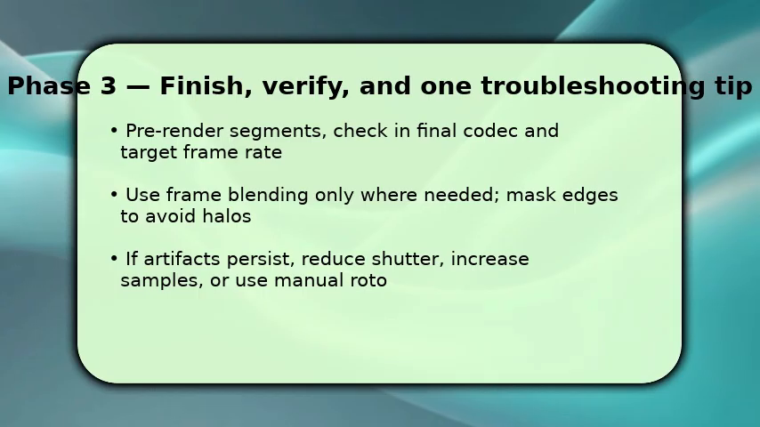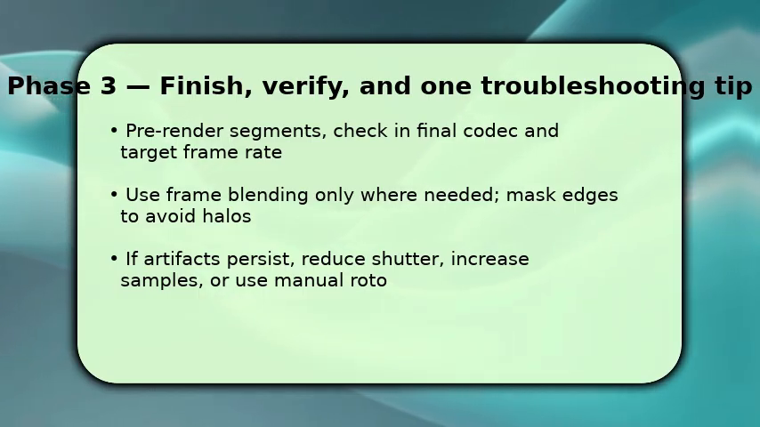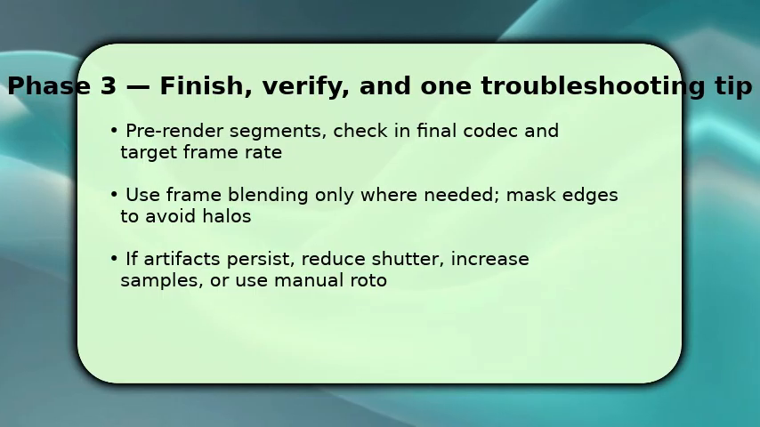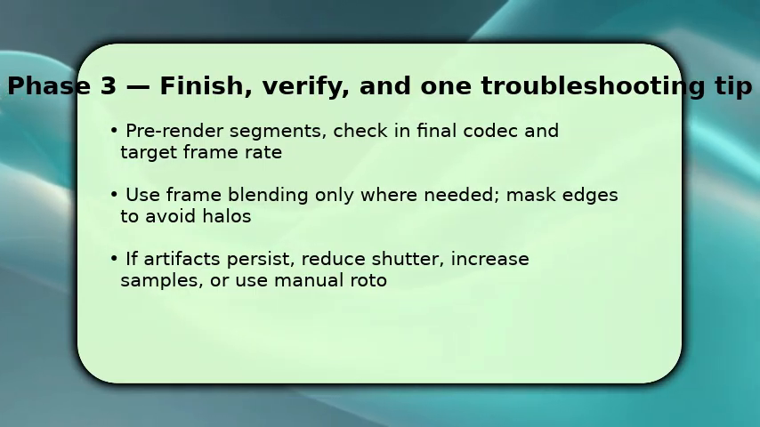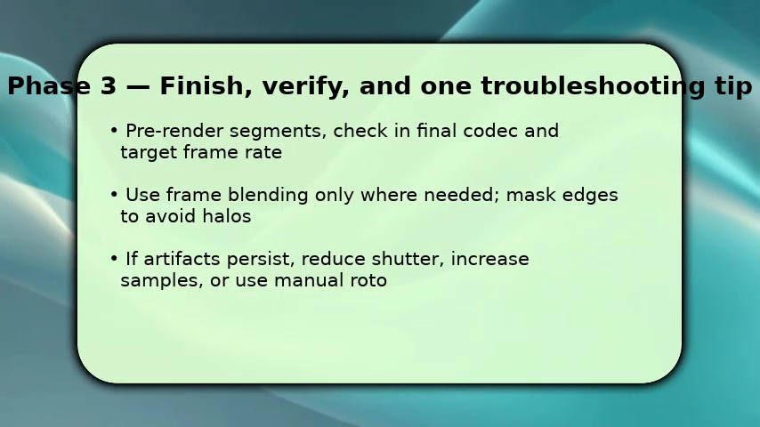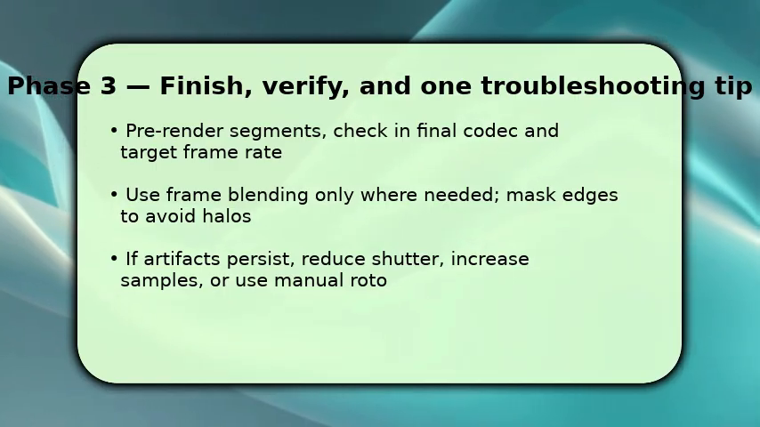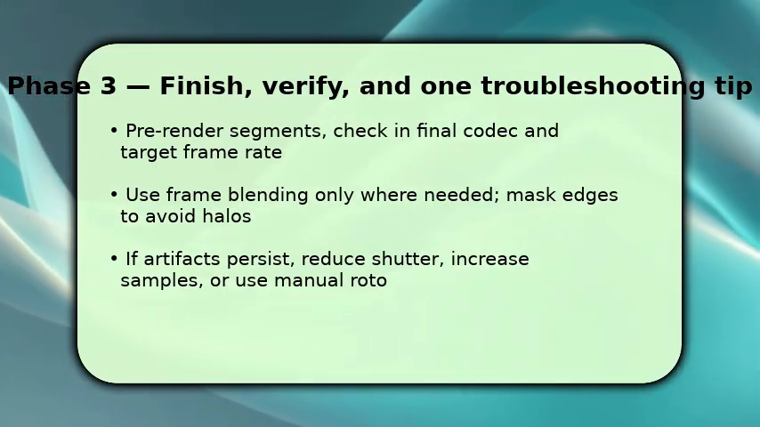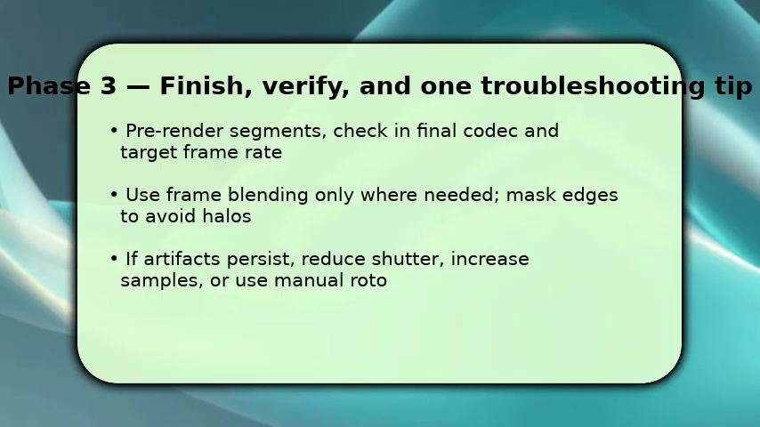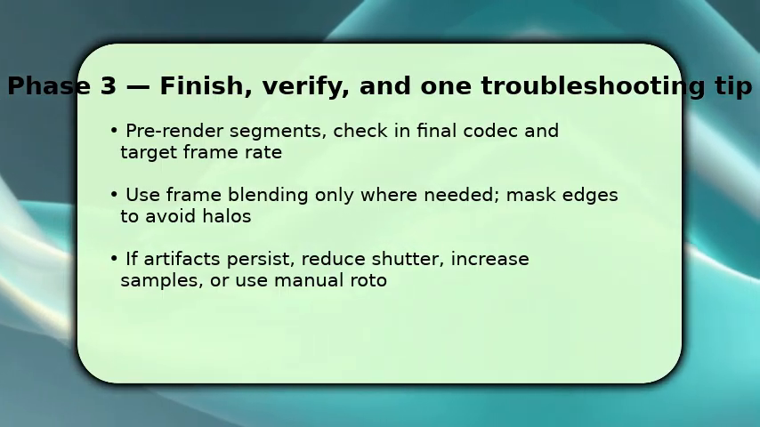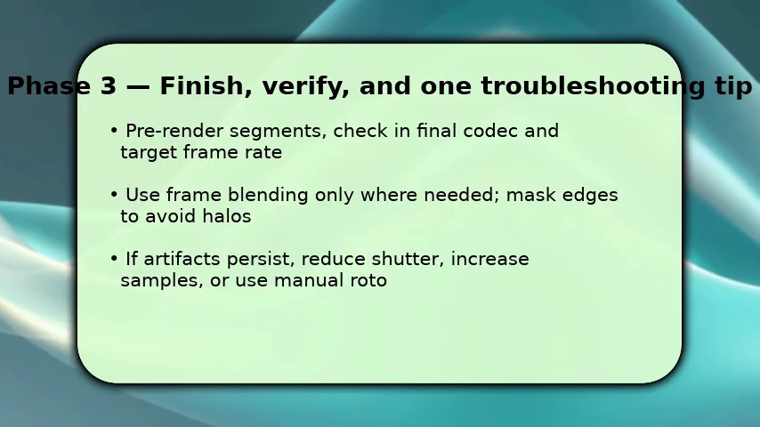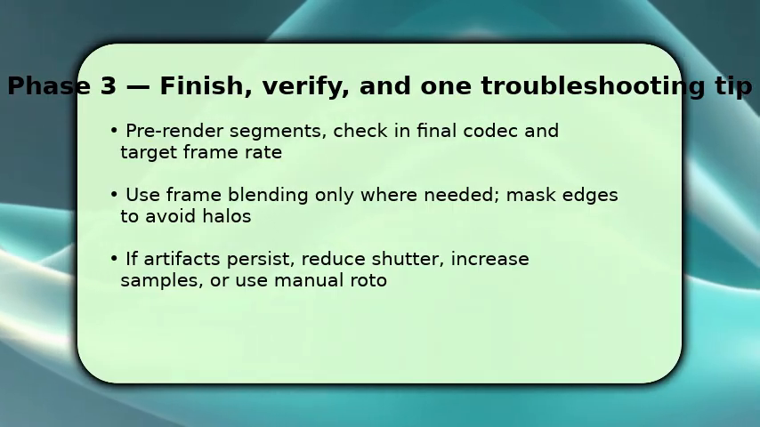Make sure frame blending is enabled only where necessary and feather masks around moving edges to prevent haloing. If you still see artifacts, reduce the shutter angle, increase samples in Pixel Motion Blur, or perform targeted manual roto and motion path correction. This trades automation for control and usually eliminates persistent ghosting or smeared highlights.